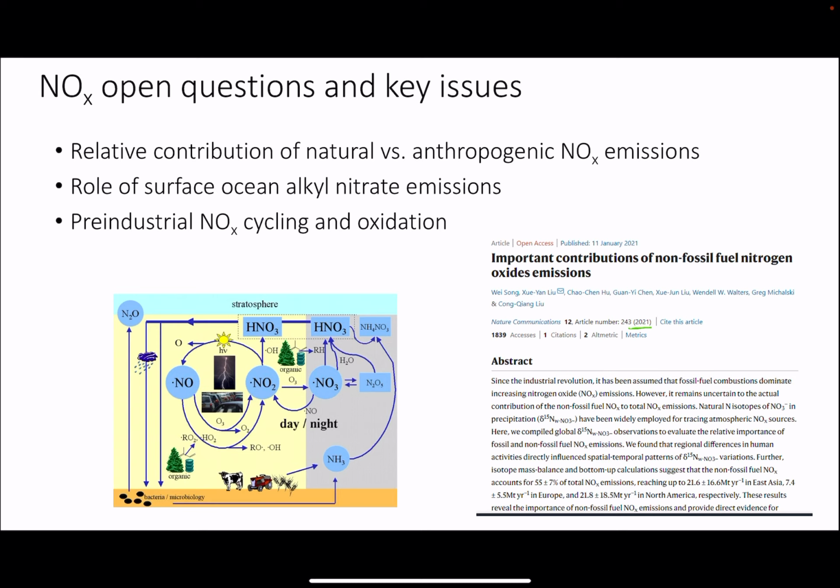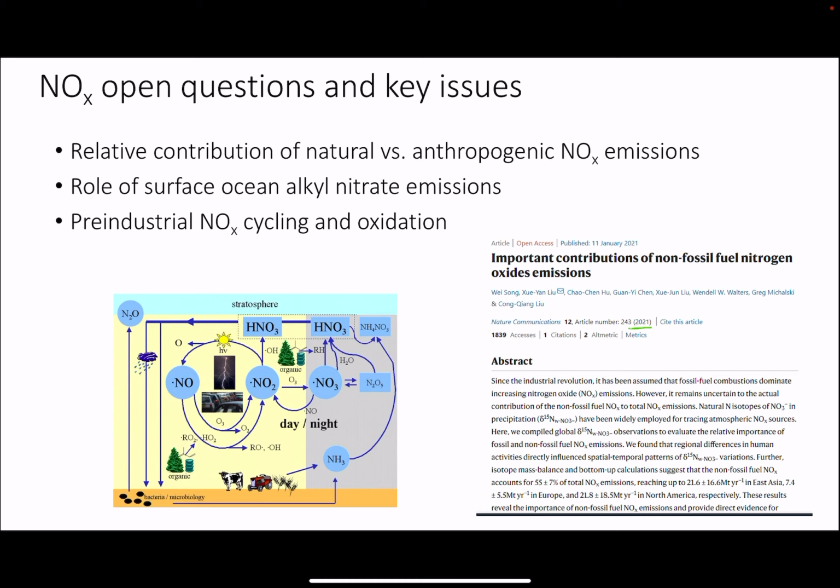So the other thing that's an open question and a key issue is the role of the surface ocean. So when you get far away from land, the assumption was that you would have lightning and long-range transport of anthropogenic emissions. But that modeling paper, the slide I just showed you, suggests that that's not true. And in fact, our measurements and measurements from some other groups suggest that that's not true, that the surface ocean is definitely playing a role.